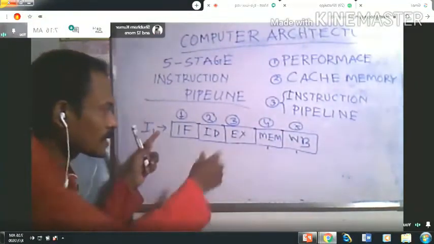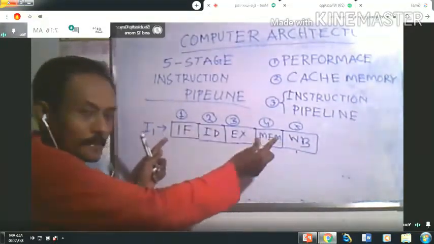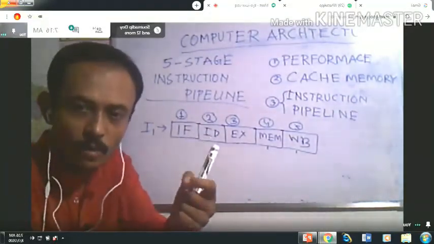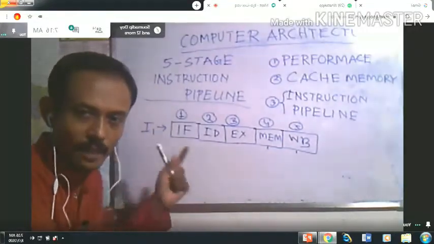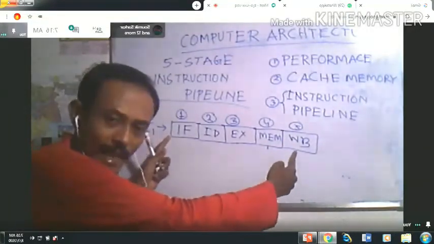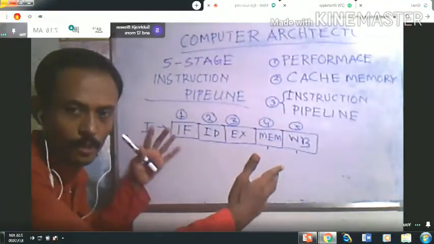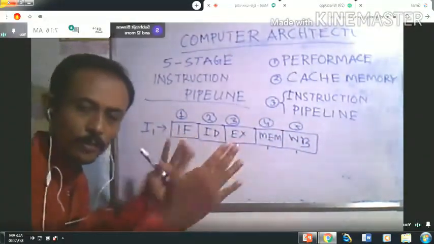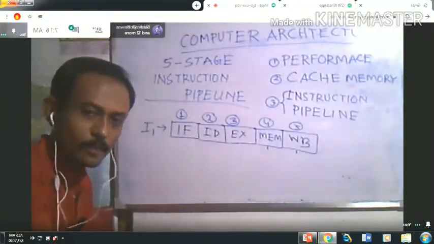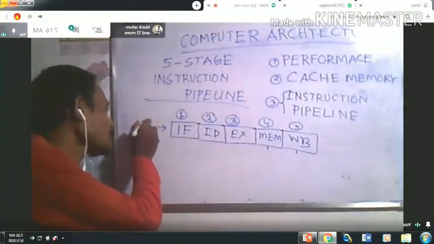That means each of these small stages will require how much time? 1 clock pulse. But if the instruction executes as a whole, then it requires how many clock pulses? 5 clock pulses. So these 5 clock pulses are divided into 5 different stages. Clear? So this is instruction 1.